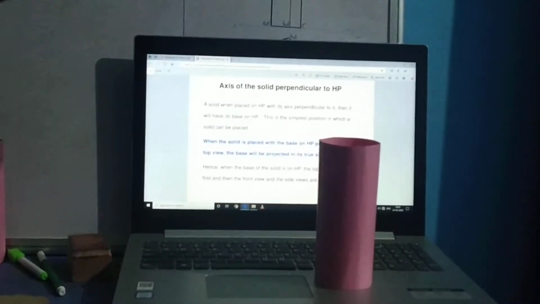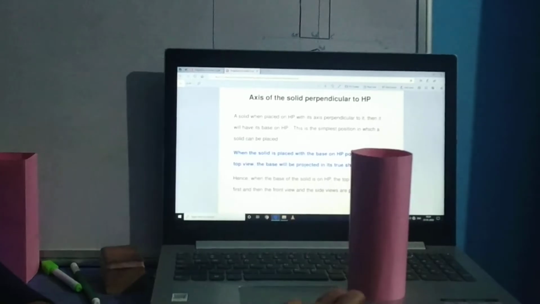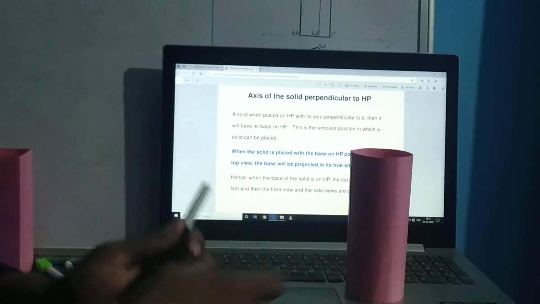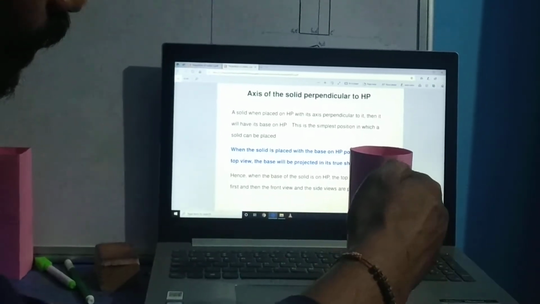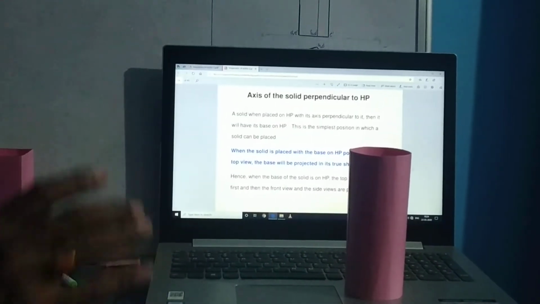And if you are viewing from the top, what image will you get on this HP plane? Obviously your answer will be, when we see this solid from the top, whatever the diameter of the solid is, we will get a circle on this HP plane, and when we view it from the front, we will get a rectangular shape on the vertical plane.